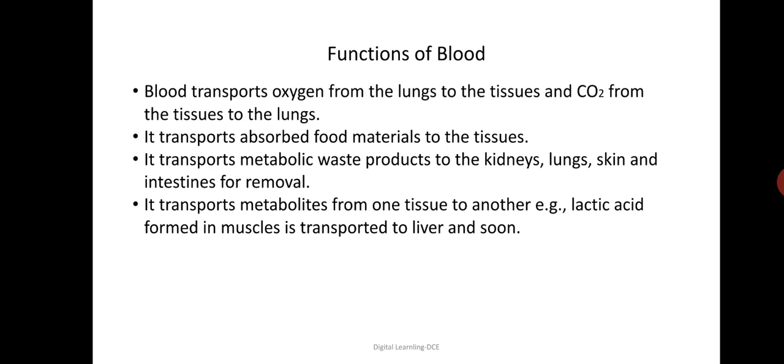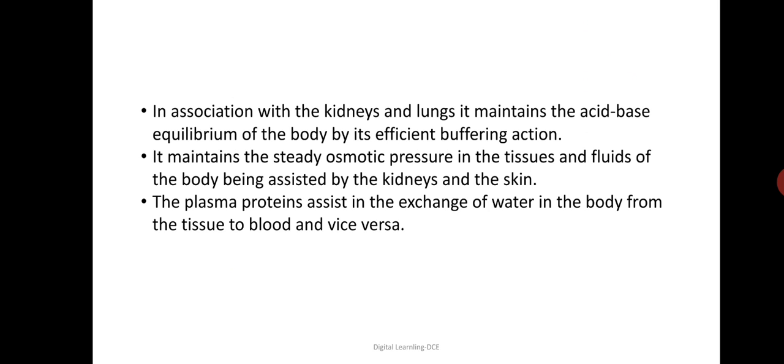Along with oxygen, blood helps in the transport of food materials or nutrients to the tissues. Along with that, blood transports metabolic waste products to the excretion sites such as kidneys, lungs, skin, and intestine, for the intestinal removal, etc. It transports metabolites from the tissues to another in association with the kidneys and lungs.